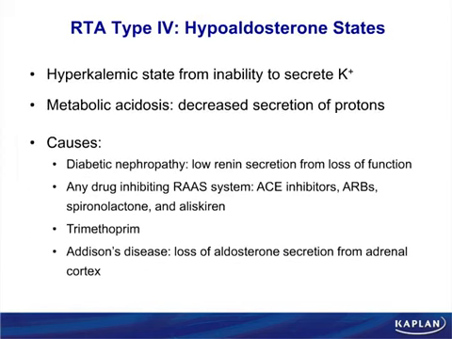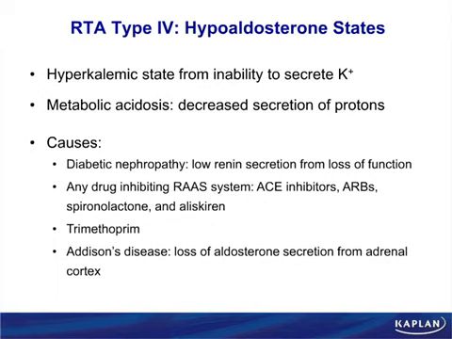Now, a type 4 RTA is the most common RTA. Again, this is due to a hypoaldosterone state. So low aldosterone states will lead to a type 4 renal tubular acidosis. So a hyperkalemic state is due to an inability to secrete potassium. You will get a metabolic acidosis due to a decreased secretion of protons.